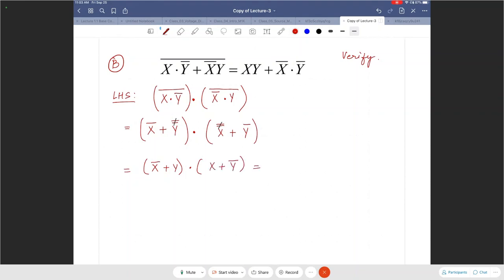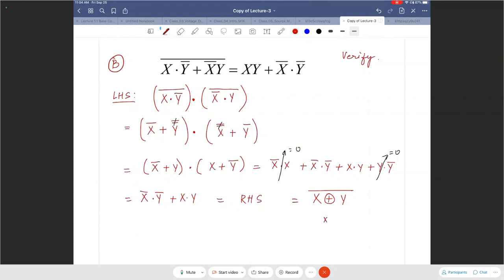Now I can use FOIL to expand it out. I've got x complement and x, or x complement and y complement, or x and y, or y and y complement. This term goes to zero, this term goes to zero, and you are left with your answer: x complement and y complement, or x and y, which is actually your right-hand side. It is also x nor y. So that's how you would verify this. Questions about this proof?